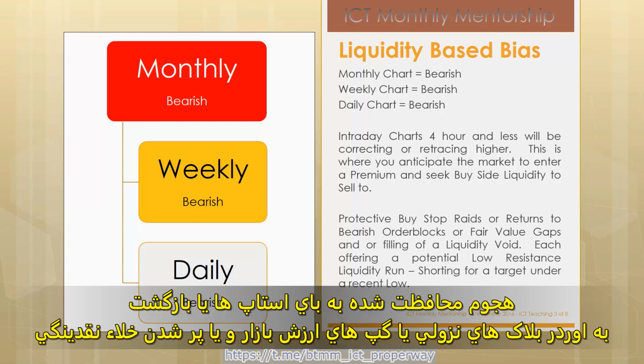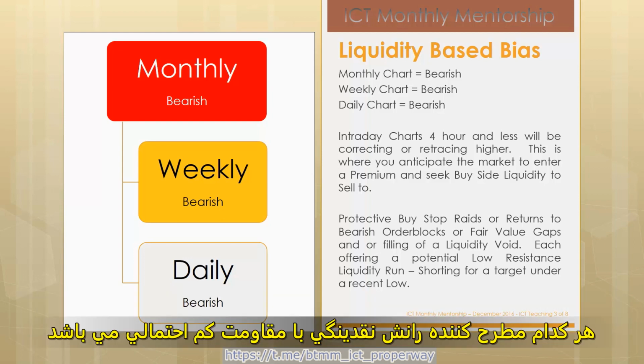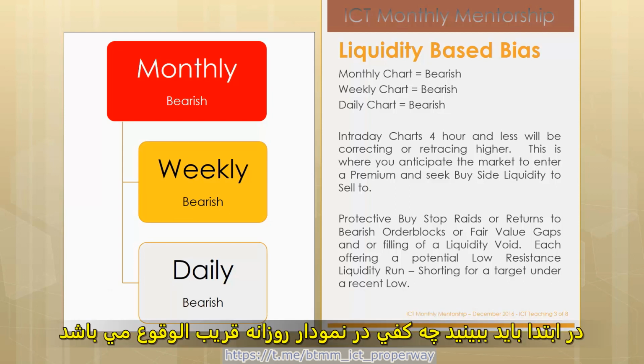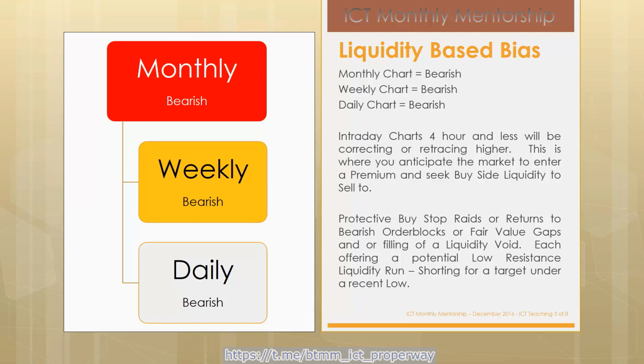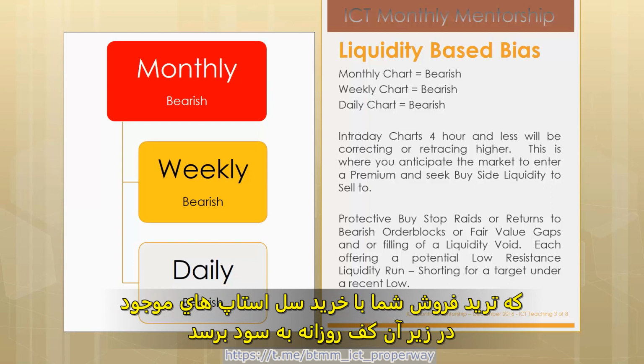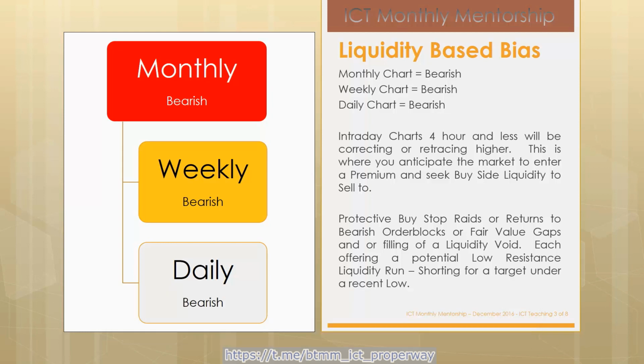Protective buy stop raids or returns to bearish order blocks, or fair value gaps, and or filling of a liquidity void, each offering a potential low resistance liquidity run, shorting for a target under a recent low. What low would you be targeting? Well, you want to be primarily looking to see what's near term on the daily chart. What liquidity is resting on that daily chart that your short trade could be looking to take advantage of, buying back below a daily low where sell stops would be resting.